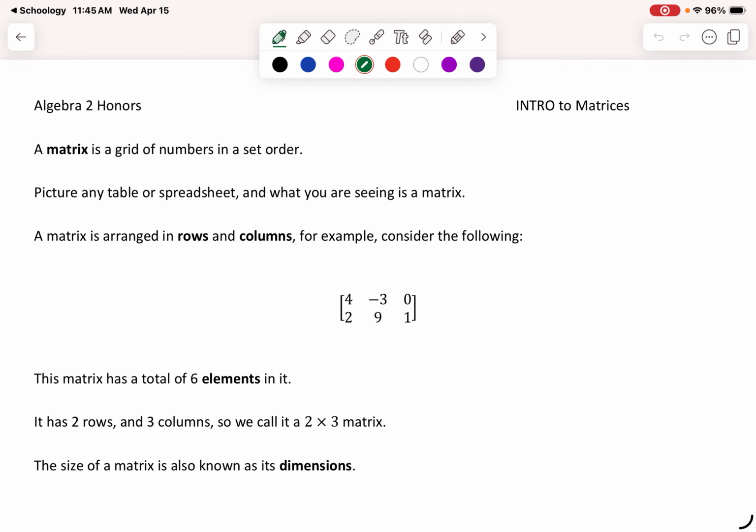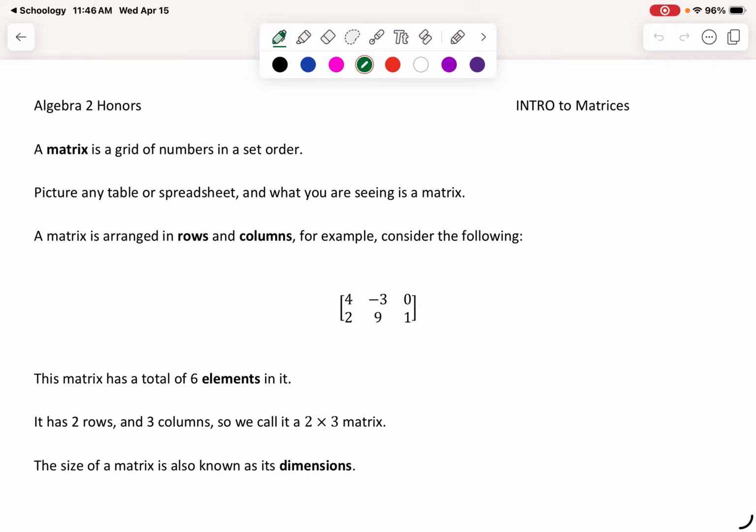So a matrix is a grid of numbers in a set order. So they're in order in a certain way, okay? So picture any table or spreadsheet, and what you're seeing, that is a matrix. A matrix is arranged in rows, which go horizontally, and columns, which go vertically.